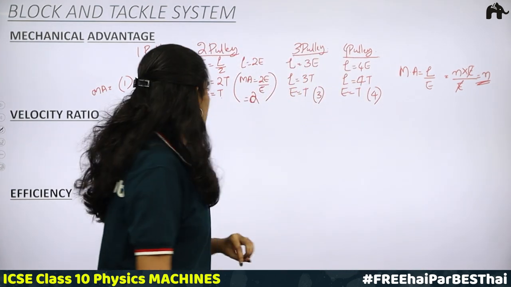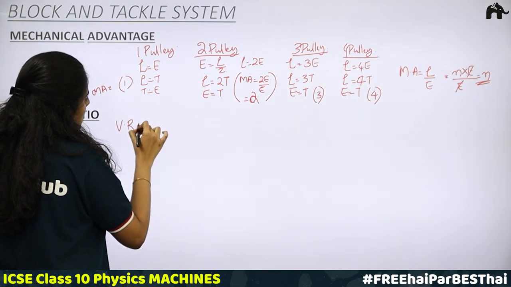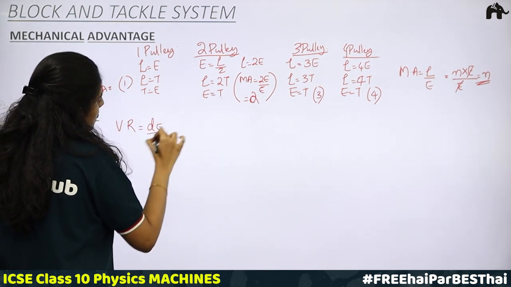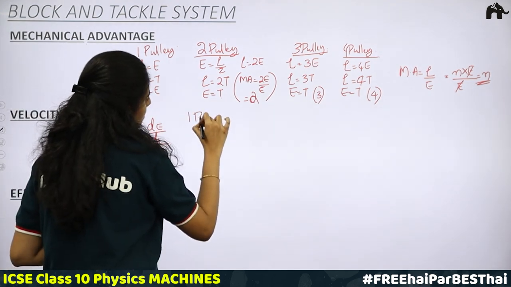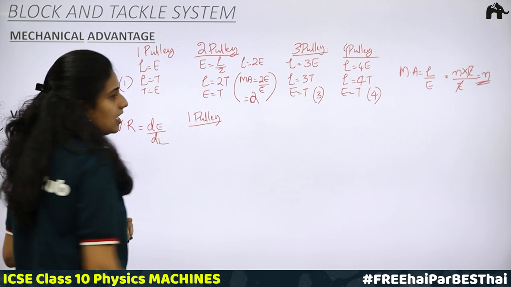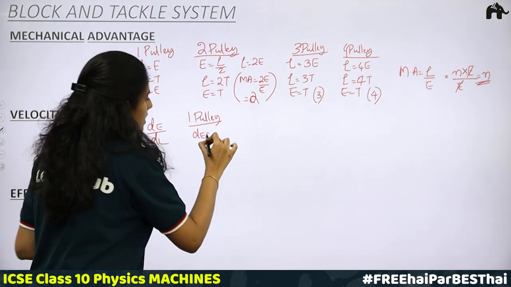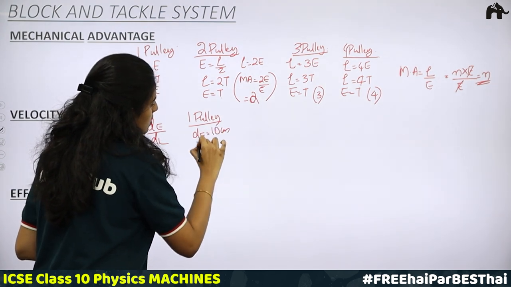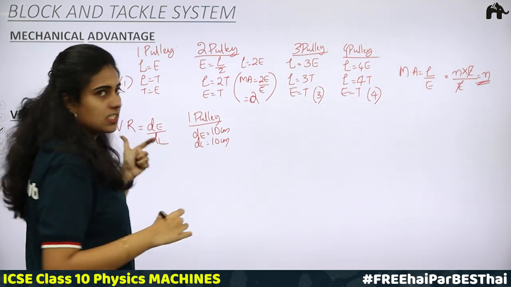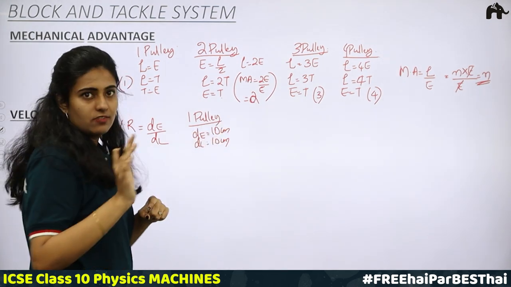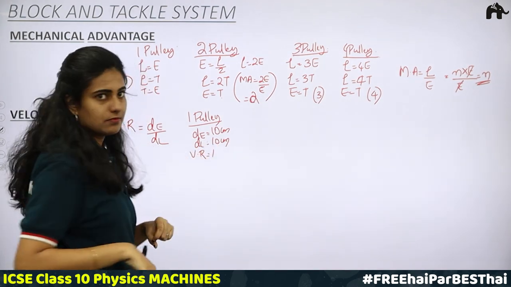Okay. Next, the velocity ratio. How to find velocity ratio? Velocity ratio is the distance moved by effort divided by distance moved by load. In the first case, that is one pulley system, we have seen that the distance moved by effort is equal to 10 centimeter, and the distance moved by load is also equal to 10 centimeter. Then you will be getting the velocity ratio equal to 10 by 10, which is 1. Velocity ratio will be equal to 1.